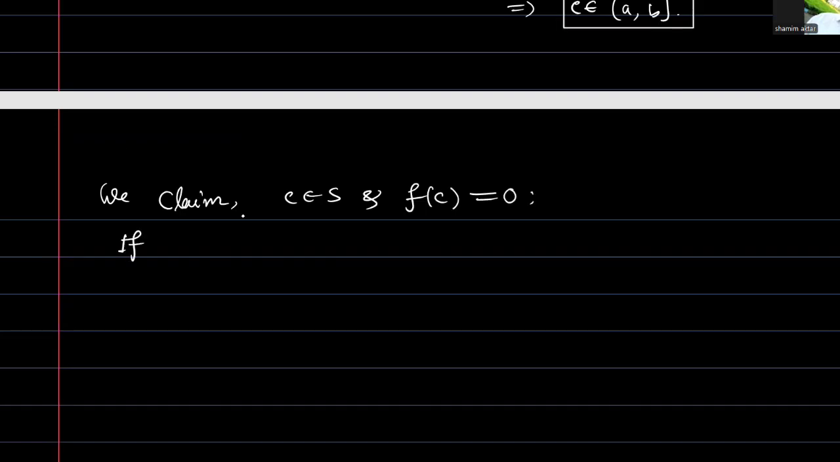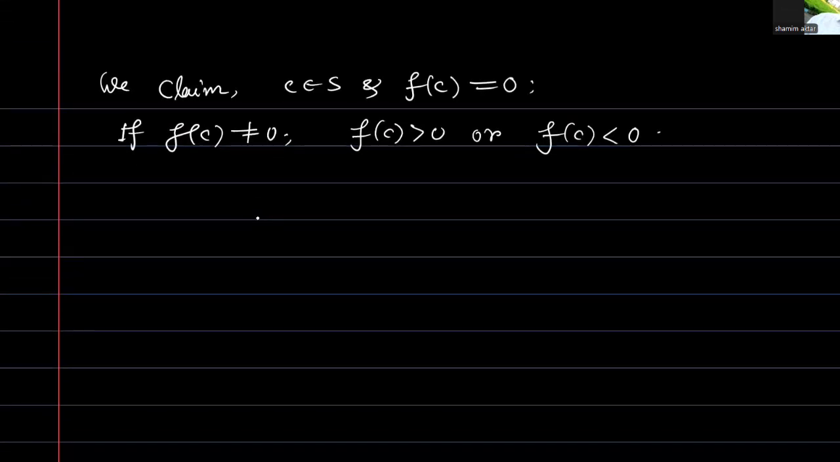Suppose f of c is not equal to 0. So either f of c is greater than 0 or f of c is less than 0. Only two cases are possible. Now suppose the first case, f of c greater than 0.